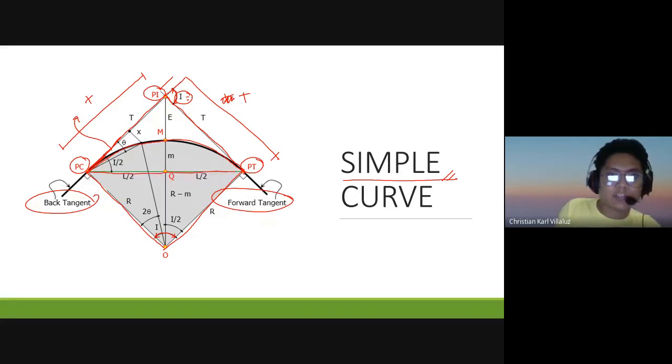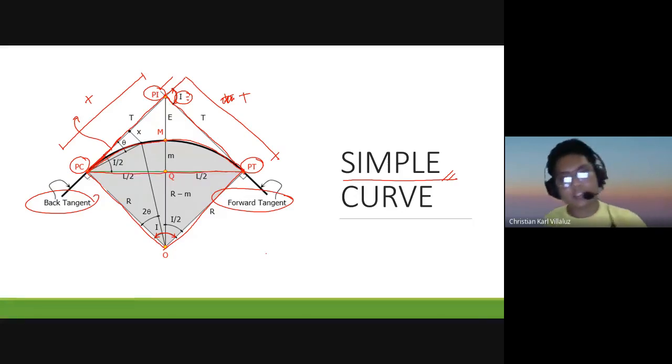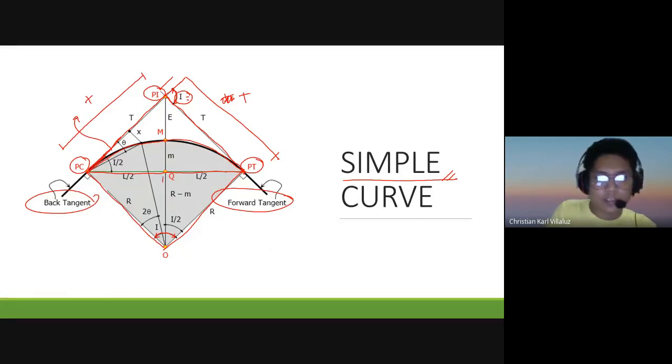So that's the tangent. We also have a chord, the length of chord, L. This is a line measured from PC to PT, which is this one, L. We also have what is called LC, or length of curve, or the pathway of the road itself. So the curve itself, the arc of our simple curve.